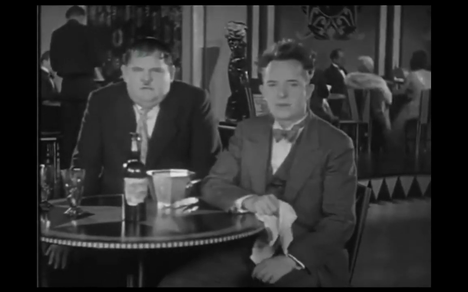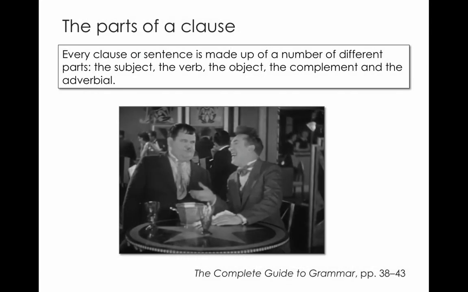Okay, so every clause or sentence is made up of a number of different parts: the subject, the verb, the object, the complement, and the adverbial. Again, not always all of these parts, but usually a subject and a verb. We'll be looking at 7 example sentences, and I'll put the number of the example in that red circle at the top left-hand corner of the screen. And we'll start in each case with the verb.